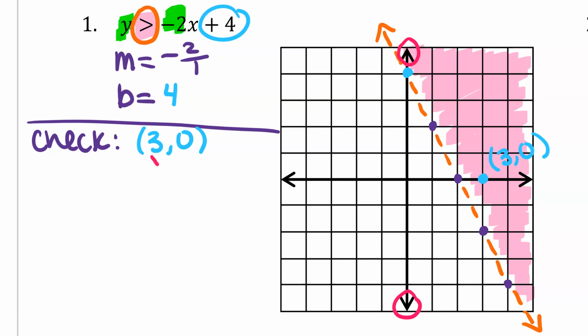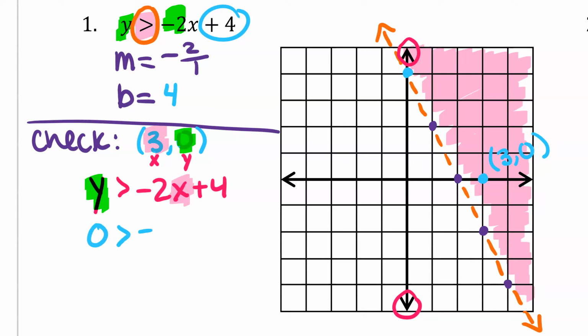Now this point, this is your x, this is your y. So if I go to plug it in here, y is greater than negative 2x plus 4. I'm going to plug in the 3 where the x is right there, and I'm going to plug in the 0 where the y is right here. So I'm going to have 0 greater than negative 2 times 3 plus 4. Now you're not moving the 0. You're checking to see if this is true. So our goal is hopefully that 0 is going to be bigger than whatever we get over here.